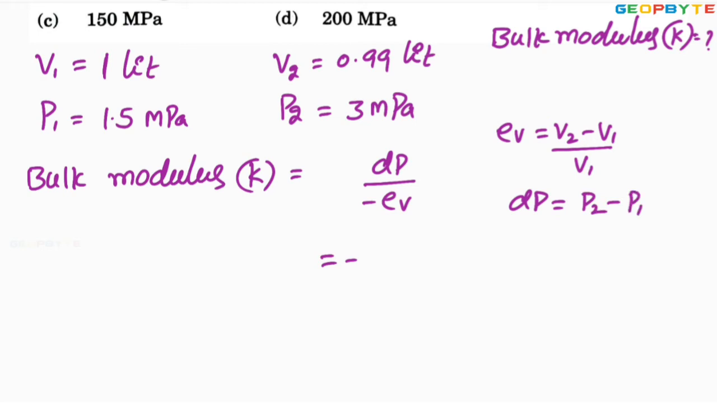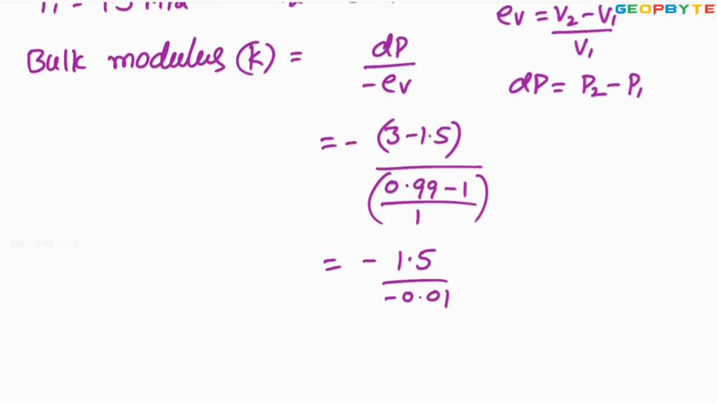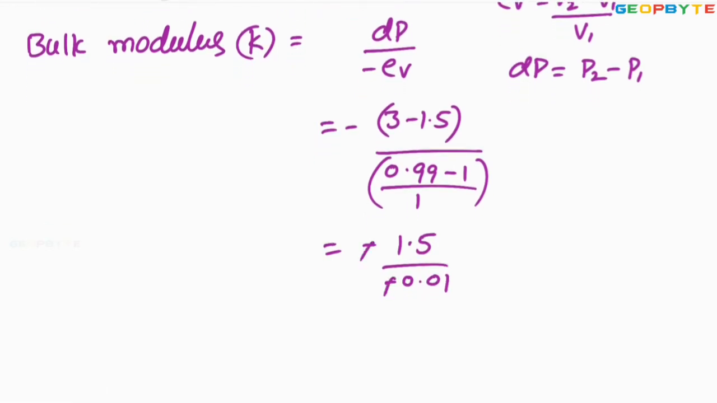Let me write the values. P2 equal to 3 minus P1 1.5, divided by EV equal to V2 minus V1 by V1. V2 is 0.99 minus V1 1, divided by 1. Simplify this value. It is equal to minus 1.5 divided by minus 0.01. So this minus cancels. Finally, it is 1.5 by 0.01, which is equal to 150 megapascal. So that is the bulk modulus for the given problem.